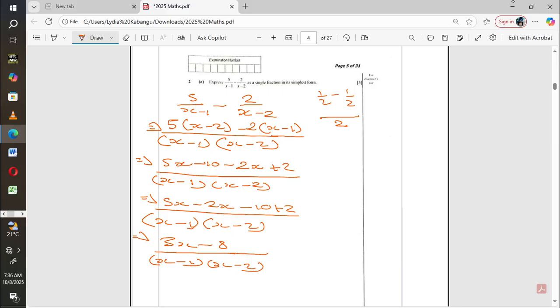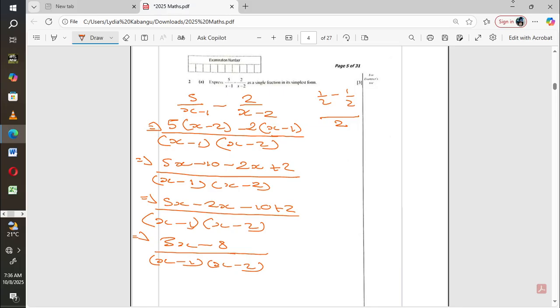Okay, you can check. You can just go back. You have x minus 1, x minus 2. From there, this becomes our denominator. You divide, you remain with x minus 2. From there, your x minus 2 you multiply with the 5 minus there. So this is what you are supposed to have.